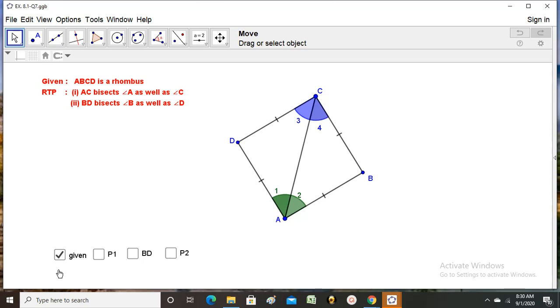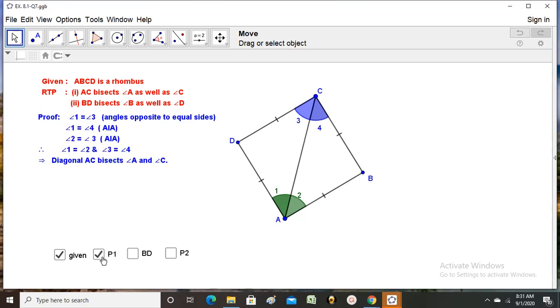For that, firstly I will take part 1. It is very easy for me because we have seen that in the previous question. Angle 1 equal to angle 3. Because it's a rhombus. Firstly, it is given. When it's a rhombus, in a rhombus all the 4 sides are equal. Therefore, DC is equal to DA in this triangle ADC.